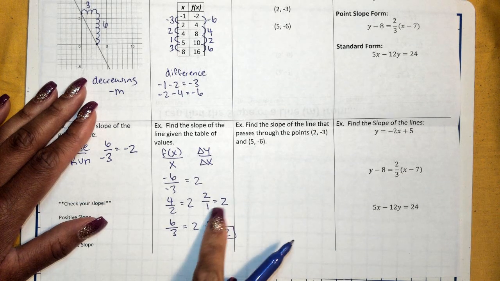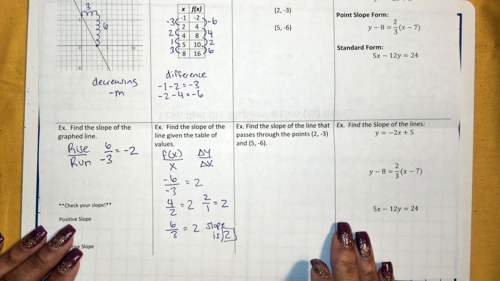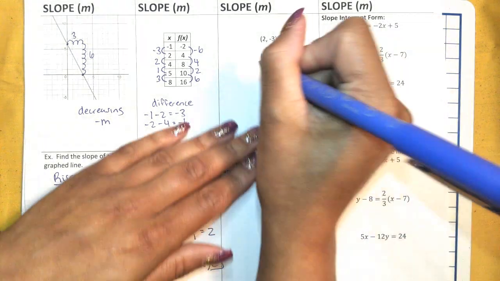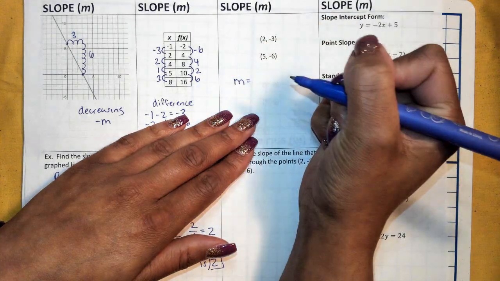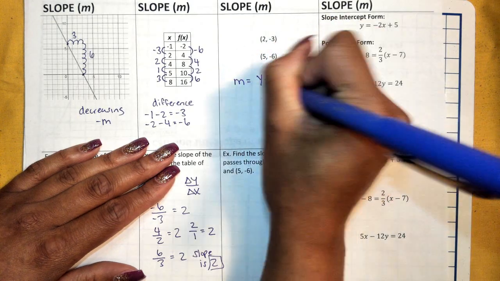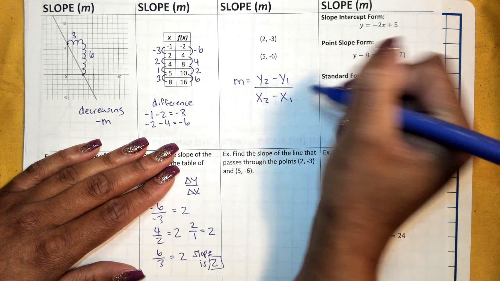So from there, the slope is 2 using a table of values. Now we can do slope with 2 points. I'm only given 2 points, and there is a slope formula that you can use for those 2 points. This works for rate of change and for slope. And we can use m is equal to y2 minus y1 all over x2 minus x1.